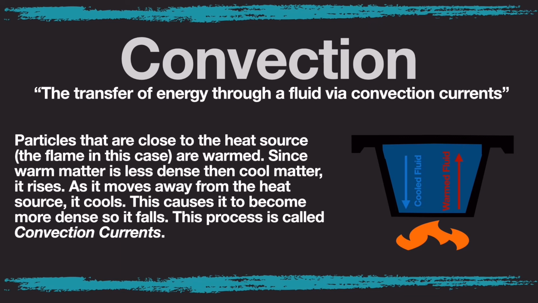Convection is the transfer of energy through a fluid via convection currents. Particles that are close to the heat source, which is the flame in this case, are warmed. Since the warm matter is less dense than the cool matter, it rises. As it moves away from the heat source, it cools. This causes it to become more dense, so it falls, and then the cycle continues. This process is called convection current.